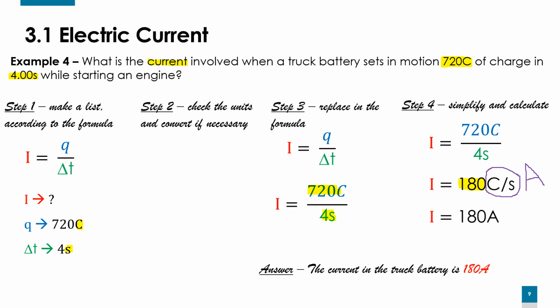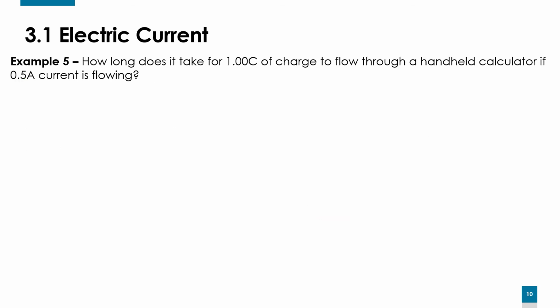Okay? Okay, finally, the last one. How long does it take for 1 coulomb of charge to flow through a handheld calculator if 0.5 amperes current is flowing? Let's read again and highlight. How long does it take for 1 coulomb of charge to flow through a handheld calculator if 0.5 amperes current is flowing? Now let's make a list and ask how long.